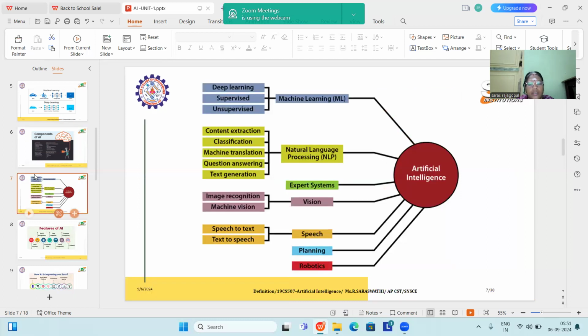These are the different types of classification: deep learning, supervised and unsupervised learning. These are the different types of machine learning algorithms. In natural language processing, we have to process structured and unstructured data. We have to extract the content, classify the content, translate, and do question answering and text generation. These are the different tasks in NLP. And then image recognition, machine vision, speech to text, text to speech, planning, robotics.